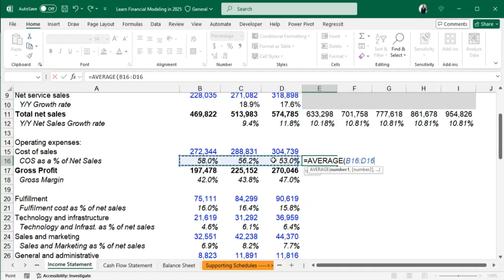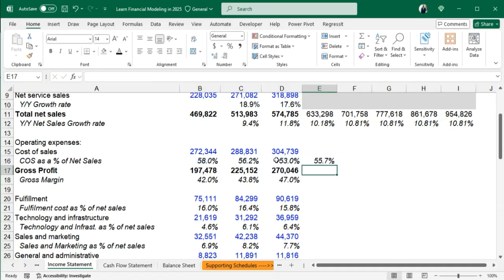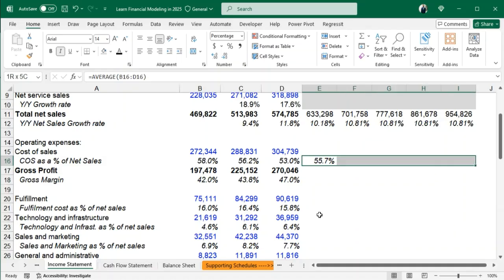And I'm going to pick the 3 percentages here, close my parentheses, and hit enter. So that is giving me 55.7. I can copy this across using Control R.